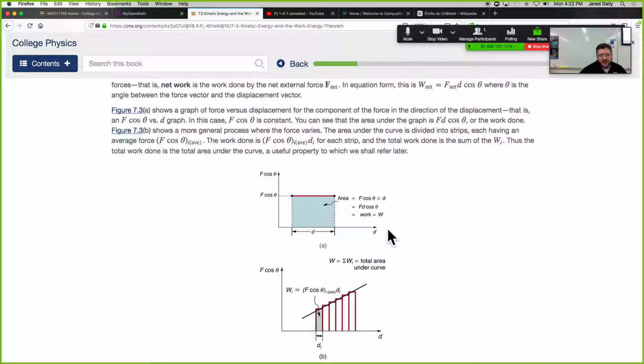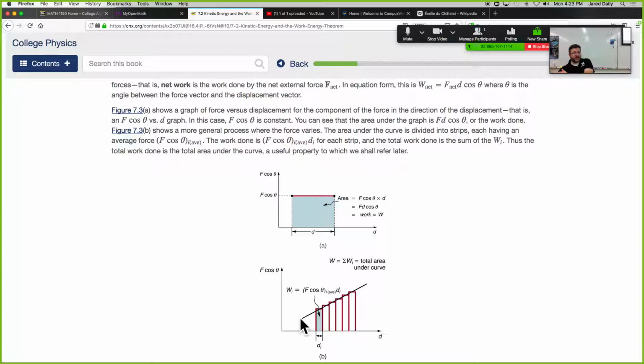So here is a graph called a work graph. This is actually a force distance graph, but it's also sometimes called an energy graph, because if you put the force on the y-axis and the distance that you move on the x-axis, then the area underneath the line that you make as you move from point A to point B is going to be equal to the work that you've done. So the area under the curve is the work.